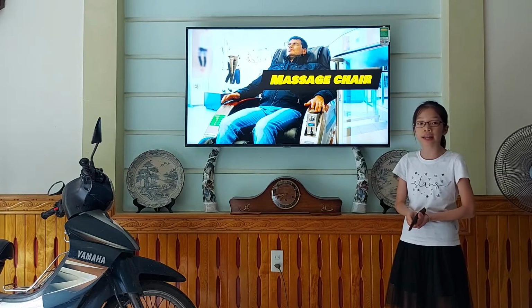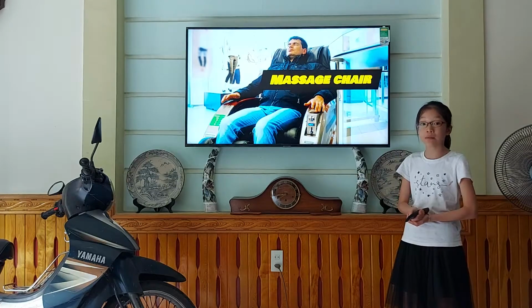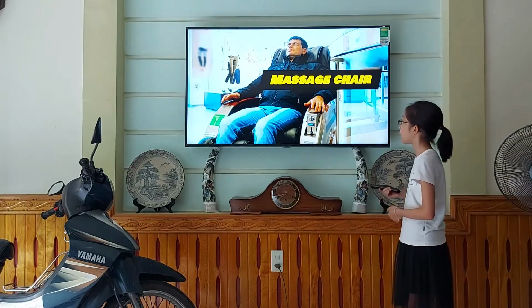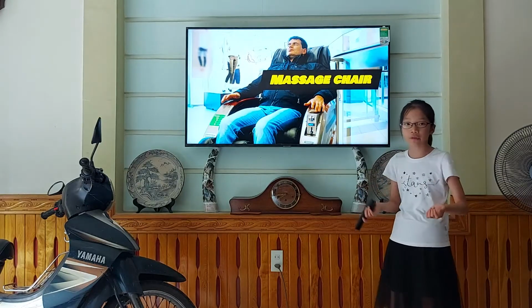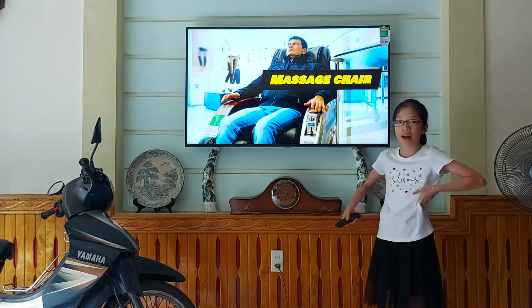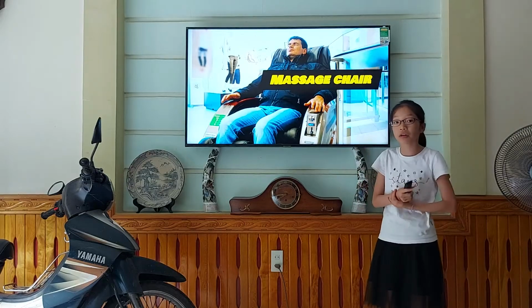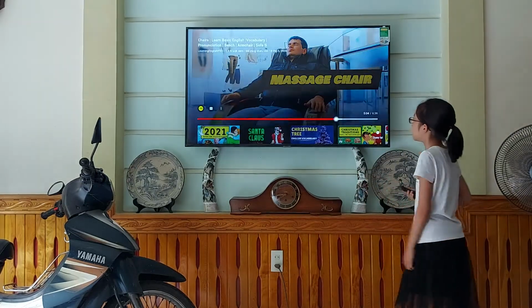Oh, this kind of chair I always see in a mall or in the supermarket. This chair always exists in a mall. So it's called a massage chair. When you sit in it, it can massage your back, all your body parts. I love it. It's really comfortable. Massage chair.